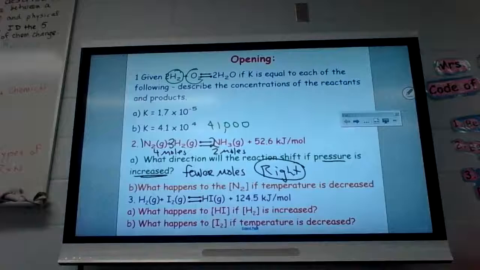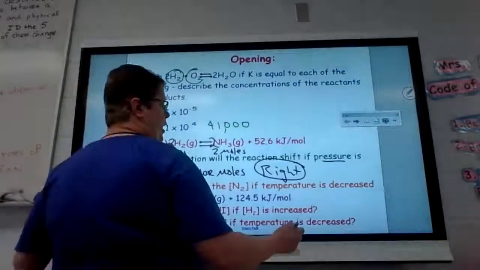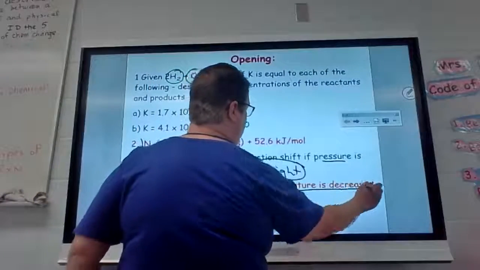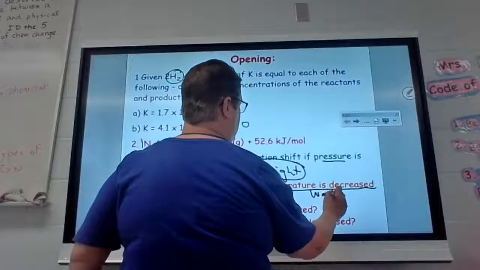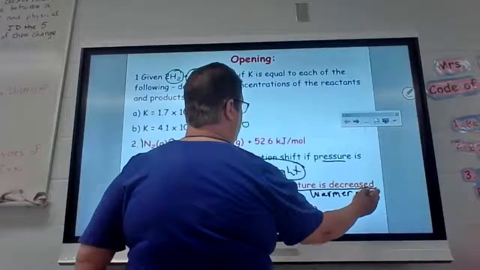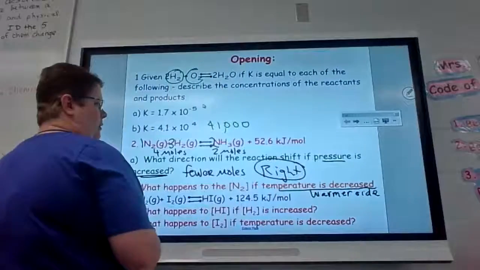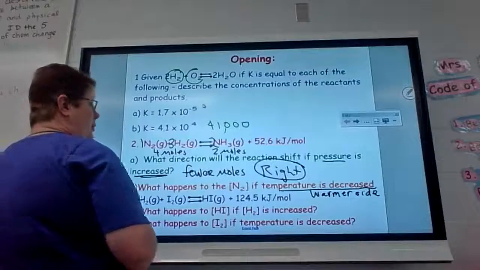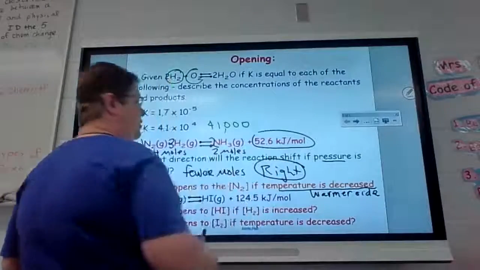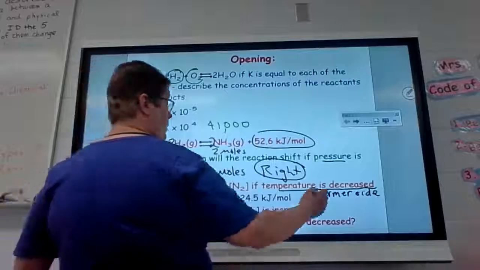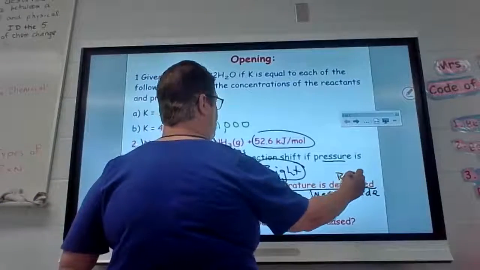For B. All right, what happens to the concentration of N2 if the temperature is decreased? All right, so what's the rule if we decrease temperature? It goes to the warmer side. Temperature is decreased, it goes to the warmer side. The warmer side is the one that has the number on it, right? So where's the number? Okay, so it's going to shift to which way? It's got to go to the right, right?